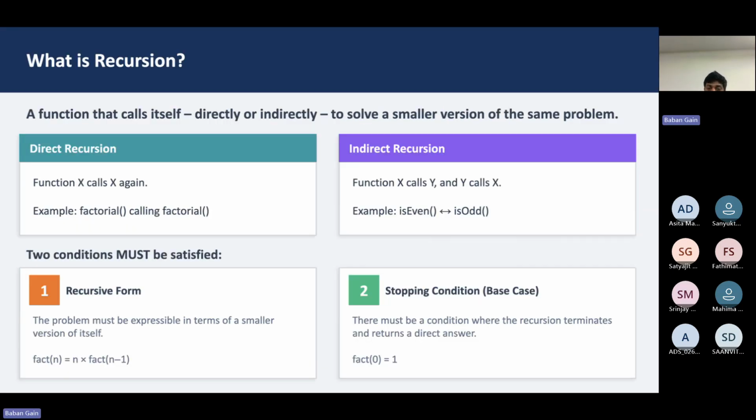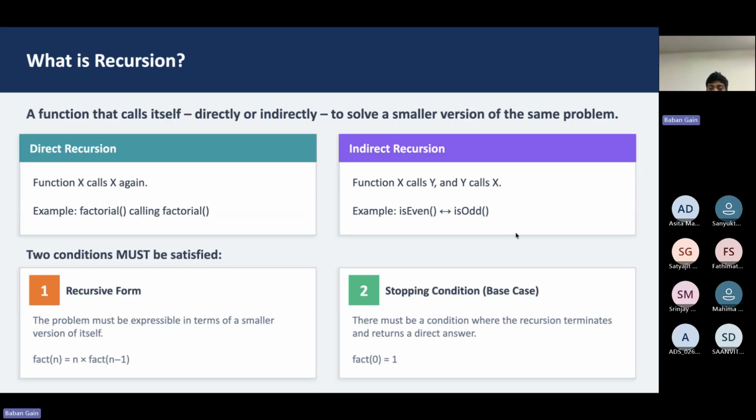There are two kinds of recursion. One is direct recursion. Suppose we have a function called factorial, and within the factorial, we are calling factorial again. This is called direct recursion. Another one is that let's say we have a function called isEven. Within isEven, I am calling isOdd. Within isOdd, I am calling isEven, like that. So one is calling the other, and the other is calling it back. If there is some indirect connection where they are calling each other, then it is called indirect recursion.